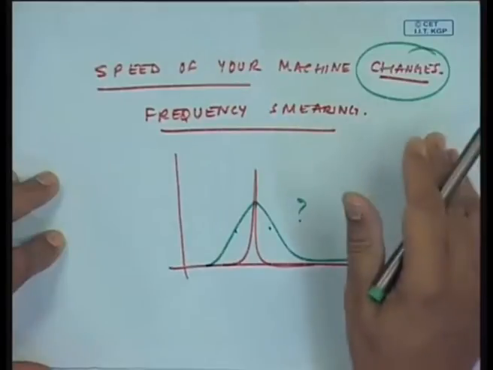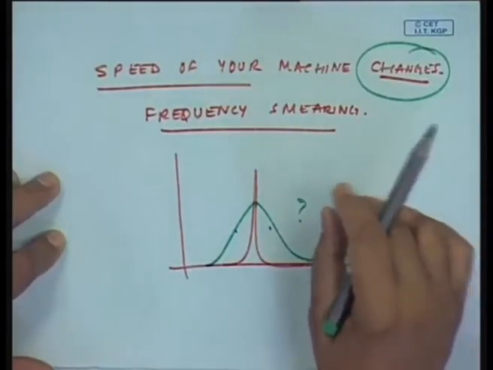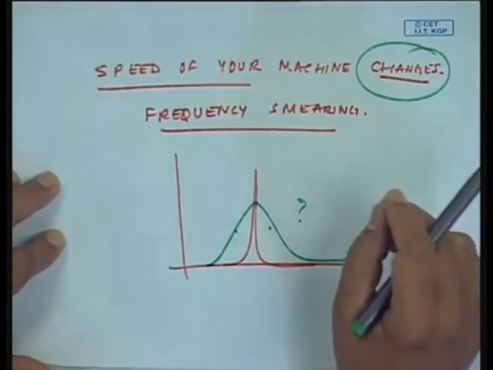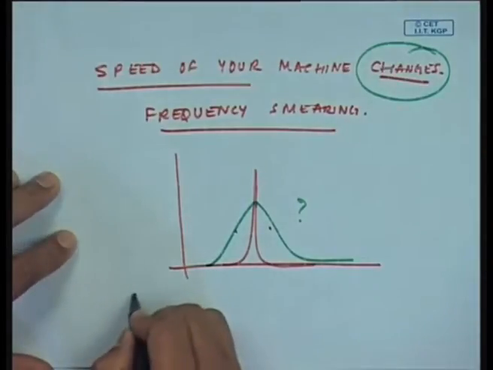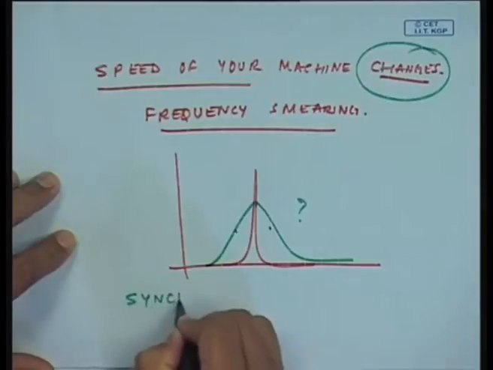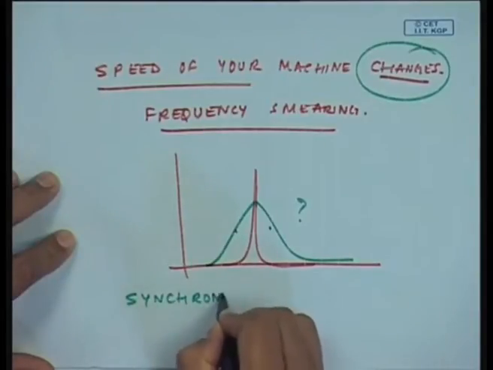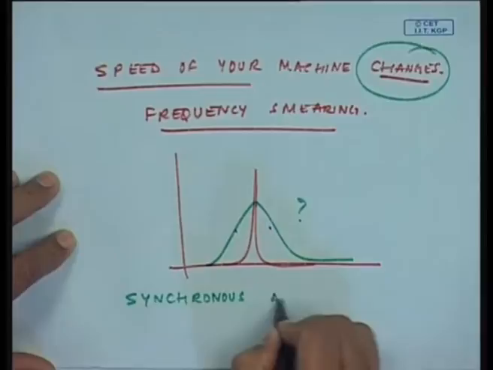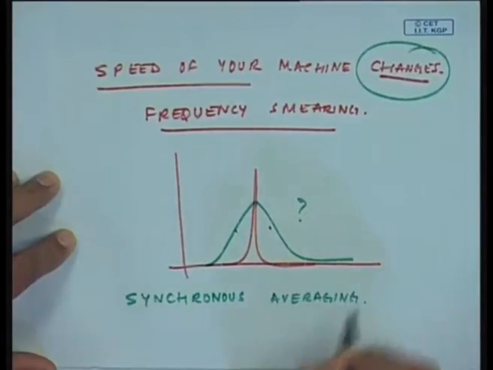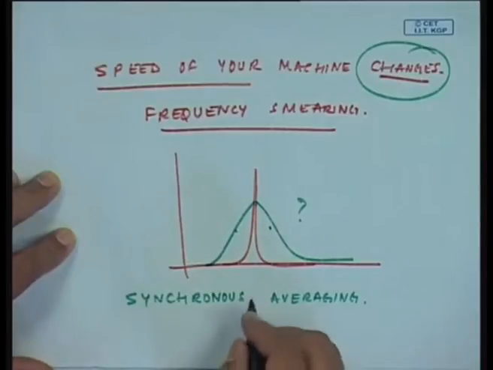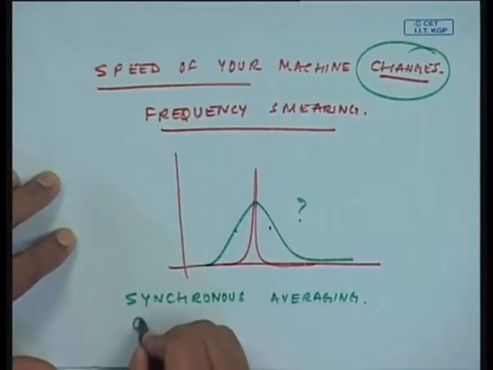So, this is very important. While doing all this analysis, we have to ensure that the speed is not changing, or otherwise we do what is known as synchronous averaging, or we do what is known as order analysis.